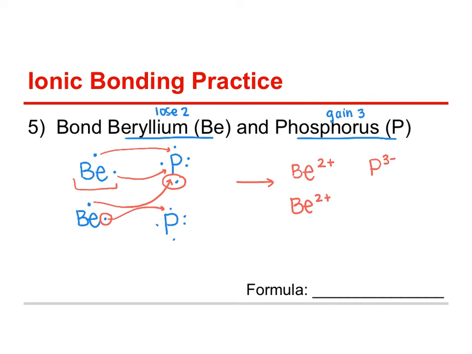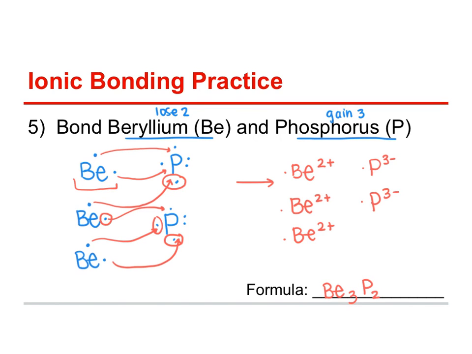But now my phosphorus needs 2 more electrons. So last step here, I'm going to add 1 more beryllium. And it's going to go into those 2 empty spots. So now that beryllium lost its 2. The other phosphorus gained all 3, and we're happy. So the last step then is our formula. So I needed 3 beryllium and 2 phosphorus in order to get this to balance.